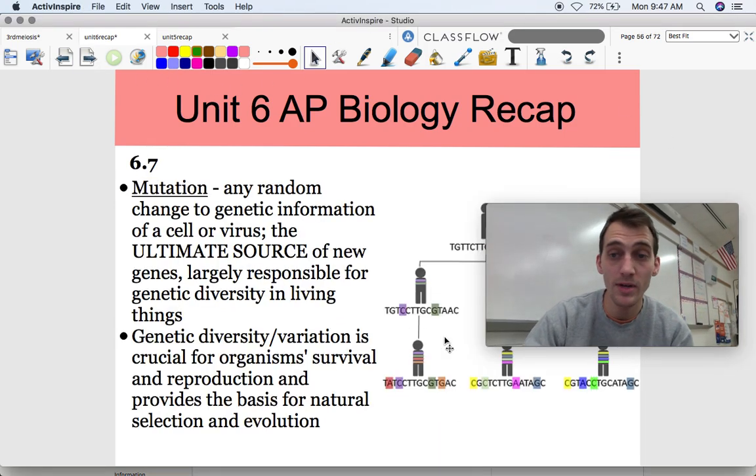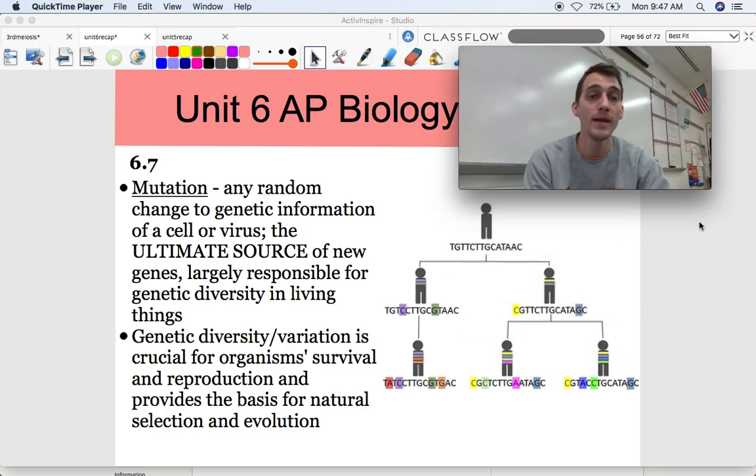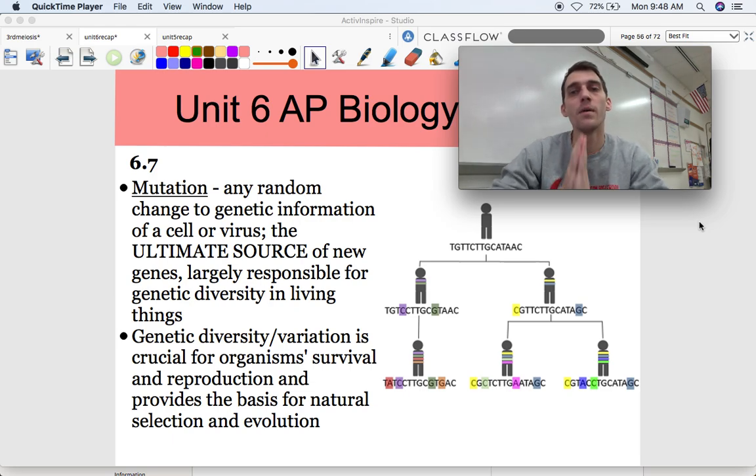We're on topic 6.7, last couple topics. Mutations are any random change to genetic information of a cell or a virus. Mutations, super important for next unit. They are the ultimate source of new genes, largely responsible for the genetic diversity in living things. All new genes come from mutations.